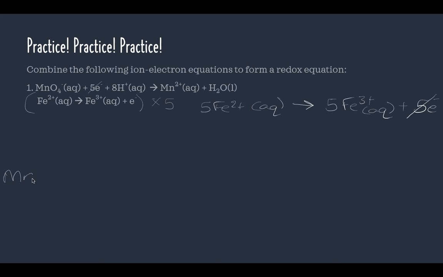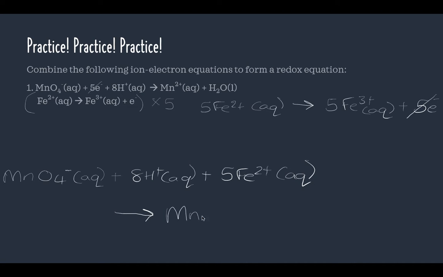So it's MnO4- plus 8 hydrogen ions plus our 5 iron 2+ ions. And that gives, I'm going to move it down here because I don't have enough space, the manganese 2+ ion plus water plus 5 iron 3+ ions.